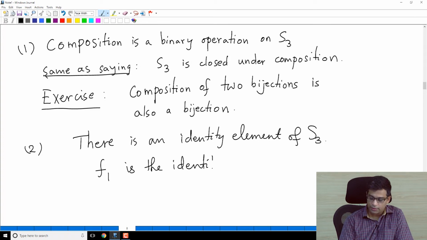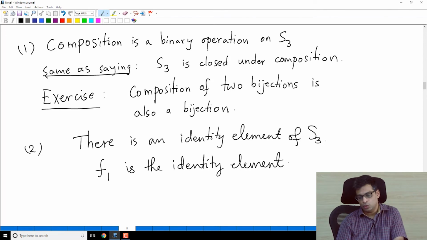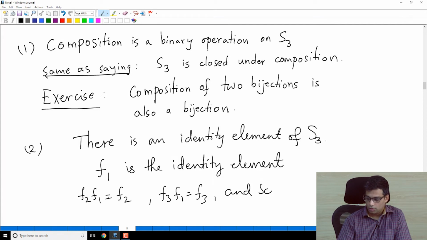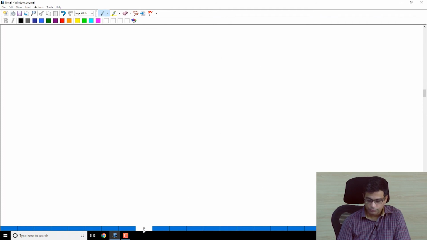Remember, F1 is the identity function from {1, 2, 3} to {1, 2, 3}. So, for example, F2 composed with F1 is F2. Similarly, F3 composed with F1 is F3, and so on. This is clear because F1 is the identity element. So composing with F1 does not change the function at all. So, there is an identity element.